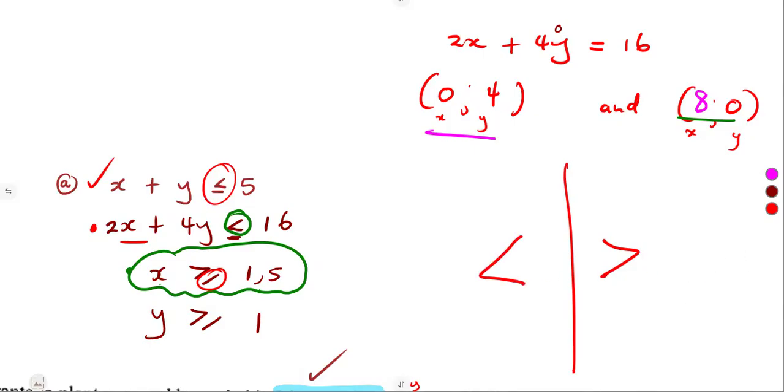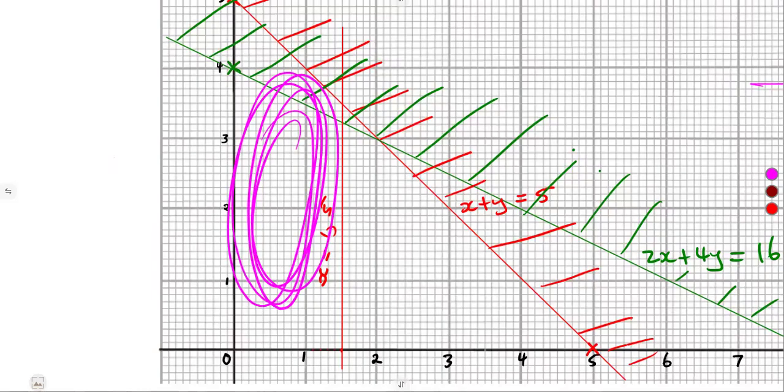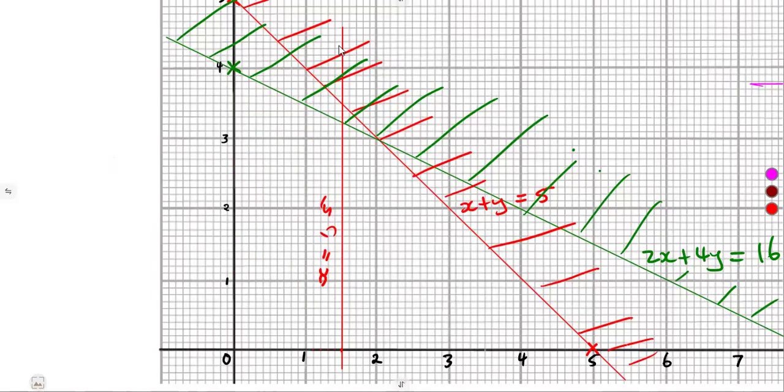As we need the greater side, we need this side. So this one is wrong. We shade that side. We are going to shade the left side of our line, on 1.5. That is our condition, just like that. So all this side, we do not need it.